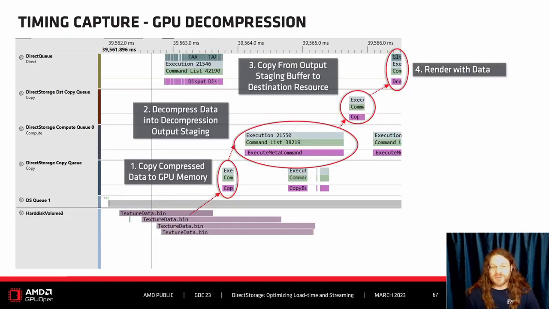So how does DirectStorage look when it's doing GPU decompression? Well, first, a copy to the GPU memory is done. Then the GPU decompresses data to an output staging buffer. Then it is copied from the output staging buffer from decompression and into the destination resource where it can be used for rendering. In this particular slide, the GPU decompression is shown as a dispatch, but more commonly what you will see these days is that instead of a dispatch, there will be a meta command. DirectStorage creates its own queues.